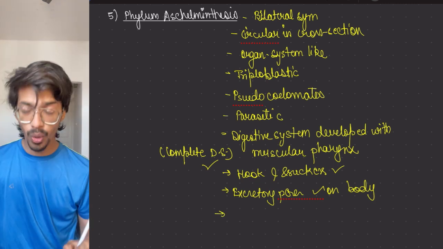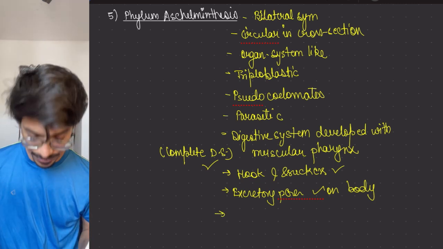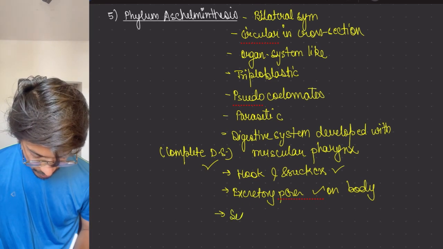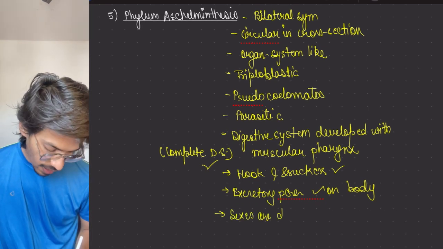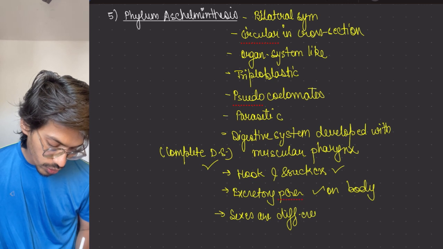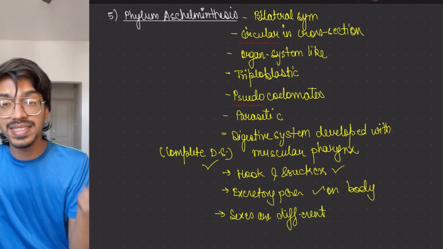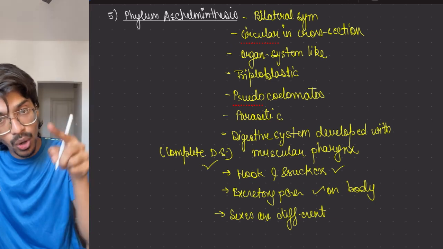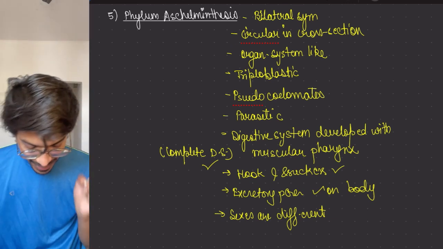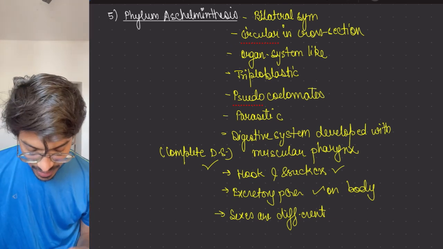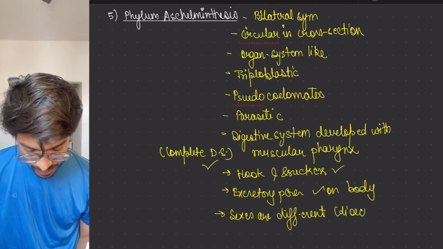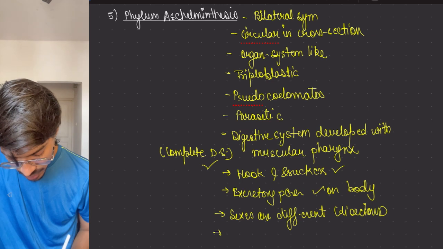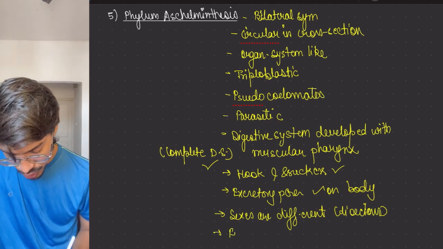Then comes the most important thing, fertilization. Here the male and female are different, so sexes are different and we can distinguish them. Example is Ascaris. Ascaris has male and female. The female is longer and broader, whereas the male is shorter with a curved tail. That diagram is also given. So sexes are different, meaning they are dioecious. Sexual dimorphism can be observed in them. Then there is fertilization.